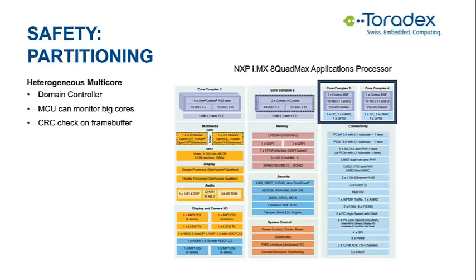For example, on the i.MX8 QuadMax, you can do a CRC check on the frame buffer, so you can actually check your user interface and interrupt if anything goes wrong. There is also a domain controller to make sure these different CPU cores cannot interfere with each other.